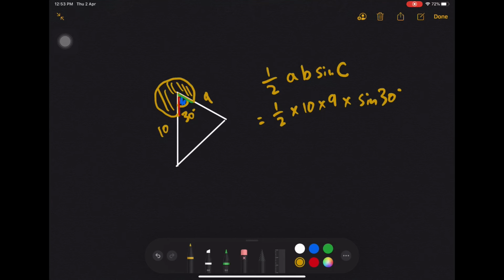In the next part, I'm going to show you the sine rule, how you're going to use sine rule to find unknown angle or unknown length.